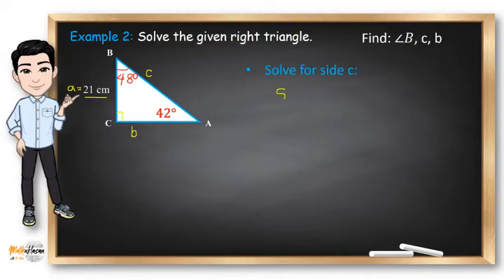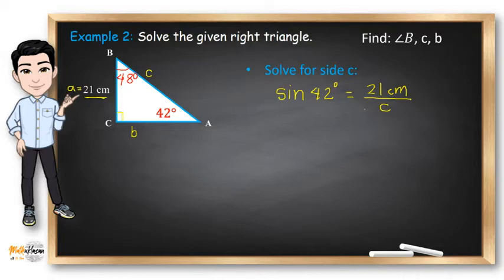Now, paano natin isusulat yung function natin ngayon? Hindi na siya sine theta because this time, we have a value which is 42 degrees. Ayun. So, kapag ginamit nyo ay sine 42, meaning, ang ratio natin ay opposite of 42 degrees is what? 21 centimeters, right? And the hypotenuse is the missing value, which is C. That's it. So, all we need to do now is to solve for C.